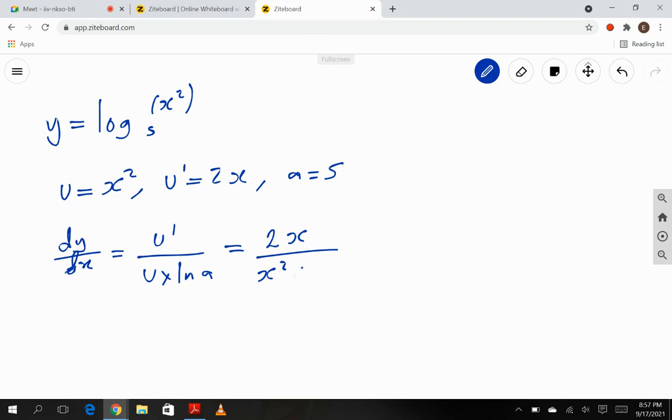x squared times ln 5. So you cancel one x, isn't it? So one x is cancelled, you remain with 1, then that cancels. So we're going to have what? 2 over x ln 5. So that's what you are going to have. So basically, that's how you'd want to go about this question.